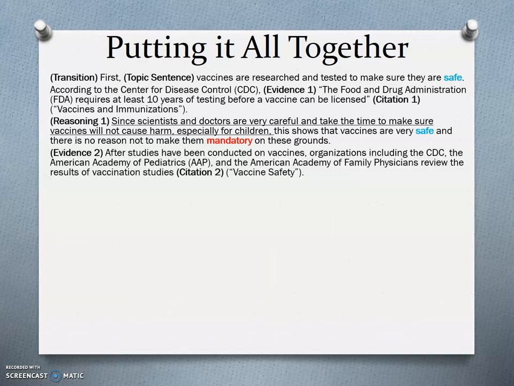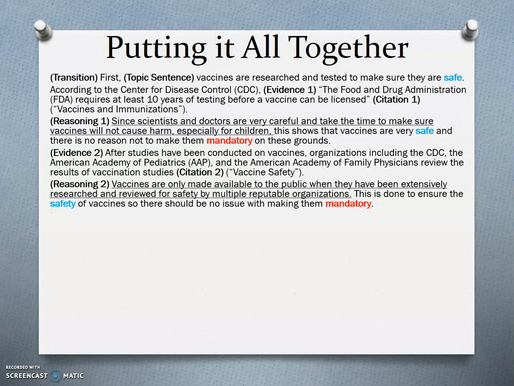I've got my second piece of evidence, this one's new. After studies have been conducted on vaccines, organizations including the CDC, the American Academy of Pediatrics, and the American Academy of Family Physicians review the results of vaccination studies. My reasoning for that, vaccines are only made available to the public when they have been extensively researched and reviewed for safety by multiple reputable organizations. That's my restatement. Notice this time that my reasoning did need to be 2 sentences. That is okay. It doesn't have to all fit together in one statement.